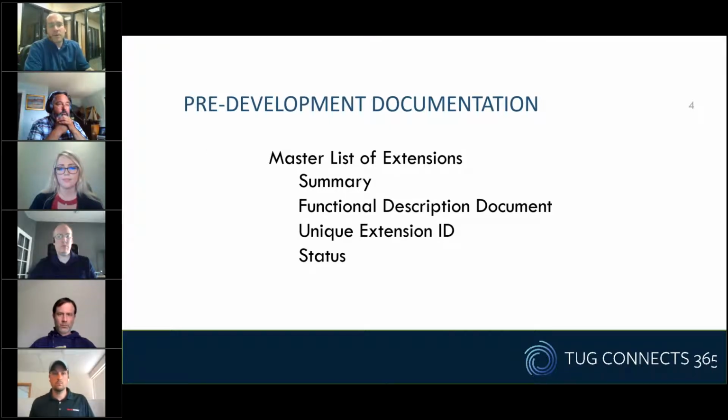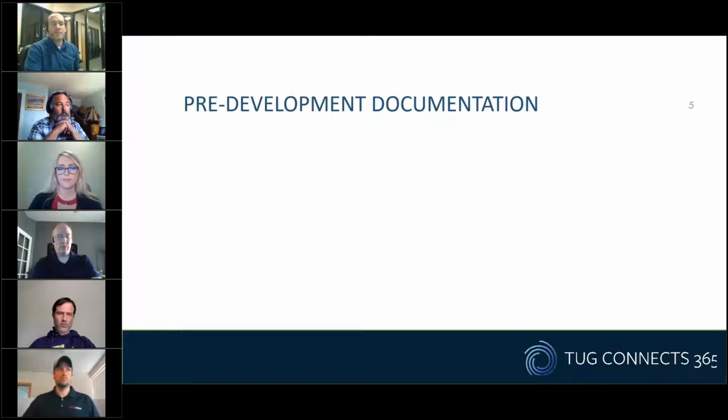It contains a summary of each extension's purpose. We create functional description documents for each extension that describe how it's supposed to function, as well as some screenshots. We also include two other features in our list: a unique extension ID, where every company can decide how they're going to number them, but you want to have an ID, as well as the status of where it is. Is it in the testing environment? Is it in testing with users, or have we released it to production?